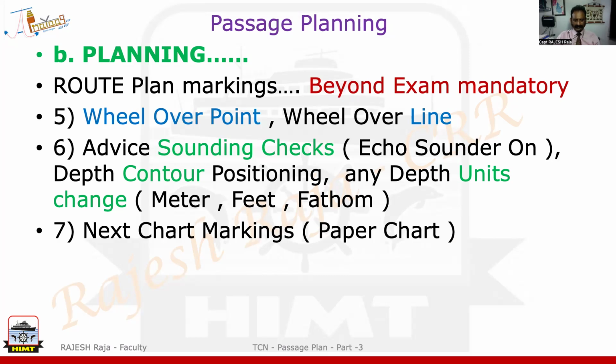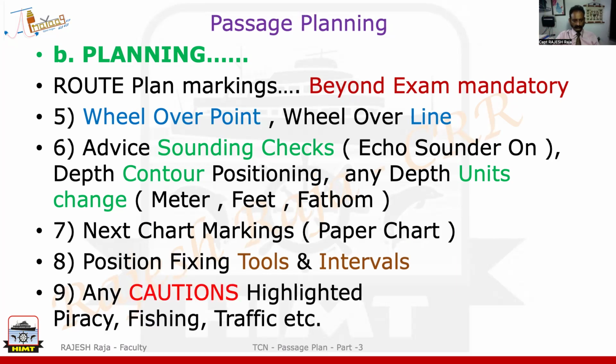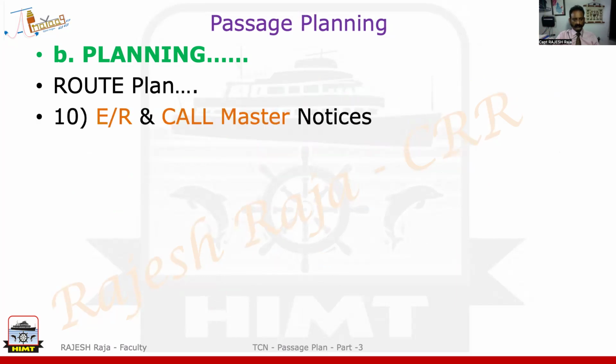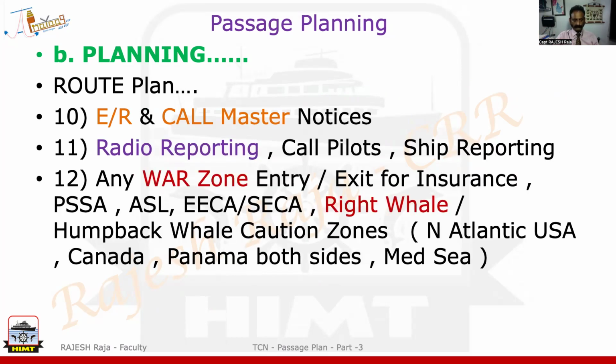Again, next chart markings, usually we used to write on the paper. Even now, if you see a paper chart, on the outer edge of your boundary you will see it written next chart. It tells you what is the next chart. Position fixing tools and intervals. Any cautions for piracy, fishing, and traffic? If you want to call the engine room, give them notice or call the master. Your radio reporting, calling pilots, ship reporting.